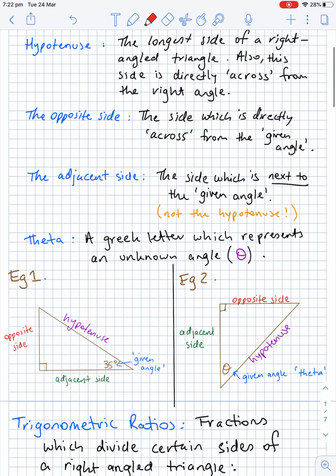Okay, so moving on, the next one is theta. So theta is this symbol right here. It's a Greek letter which represents an unknown angle. So here I've used my theta. I'm pretty much saying that I don't know the size of this angle, but I'm still giving it to you, but I don't know its size. I haven't measured it yet. I knew this one, but I didn't know this one. So theta is just a symbol that we use to represent an unknown angle.